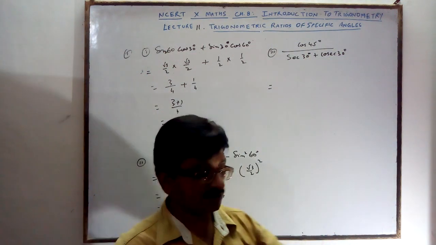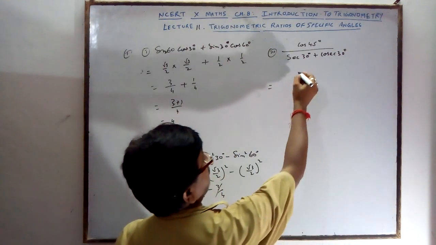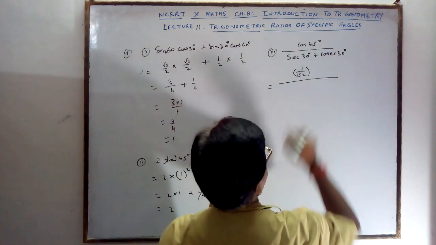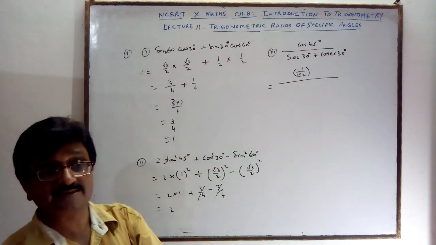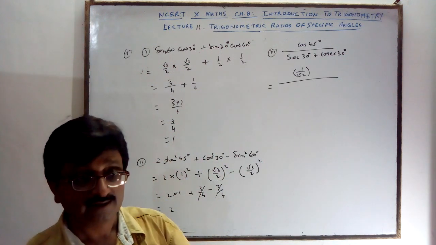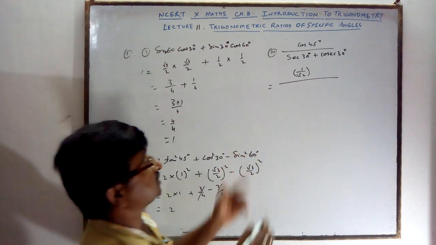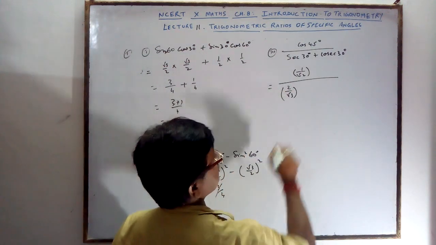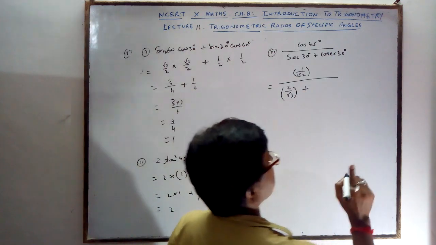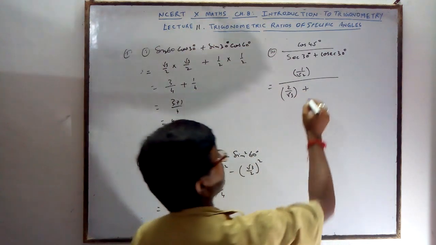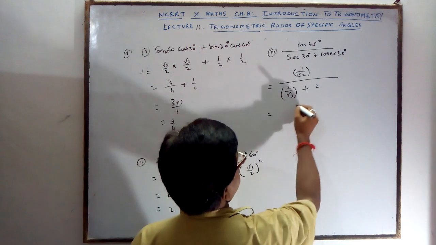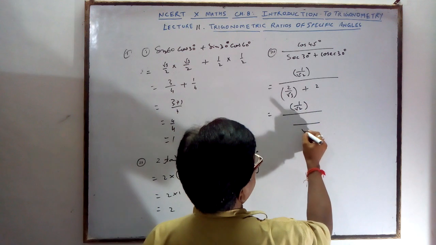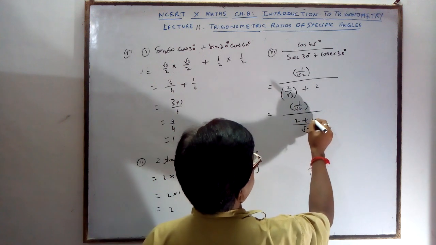What is cos 45? Cos 45 is 1 upon root 2. Sec 30 is the reciprocal of cos 30. Cos 30 is root 3 by 2. If you don't remember, then you can learn it like this. Plus cosec 30, sin 30 is 1 by 2, so its reciprocal is 2. Numerator is 1 upon root 2 and the denominator also has a fraction with root 3. So 2 plus 2 root 3.